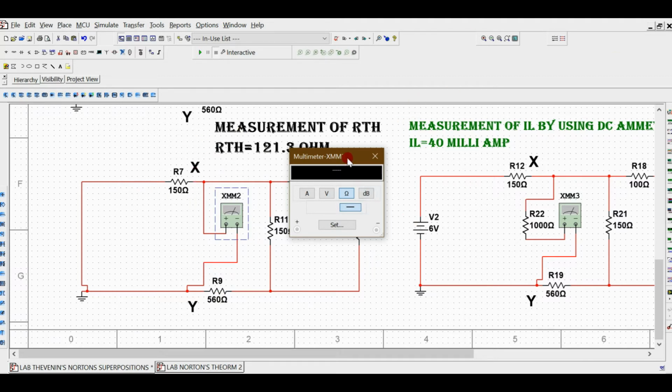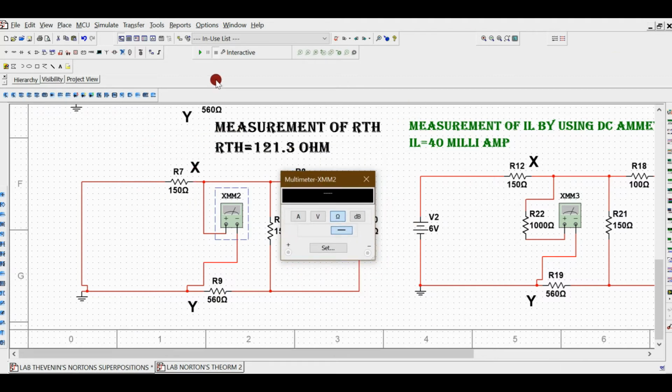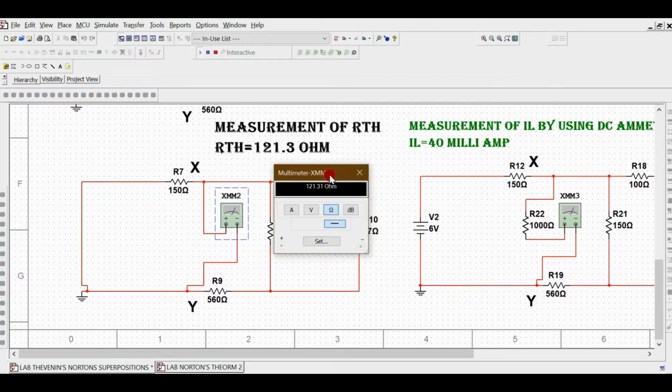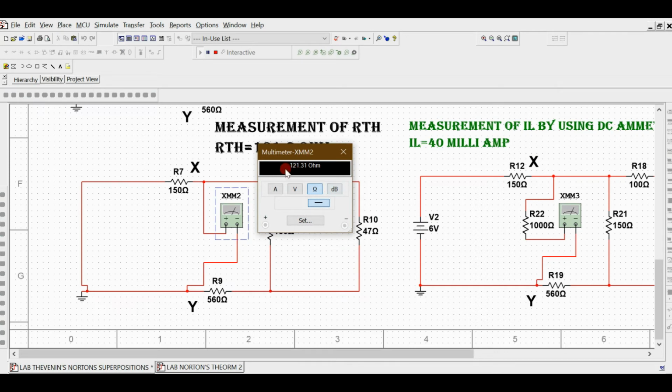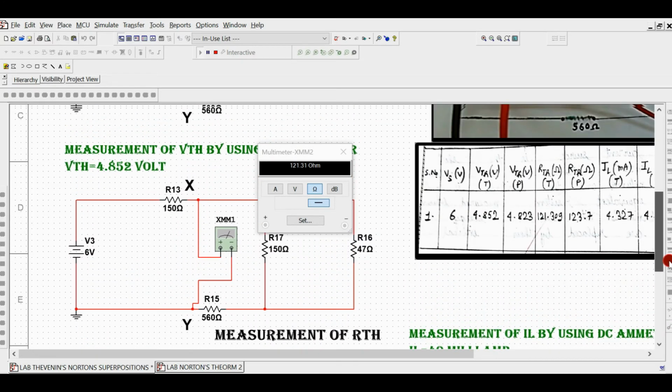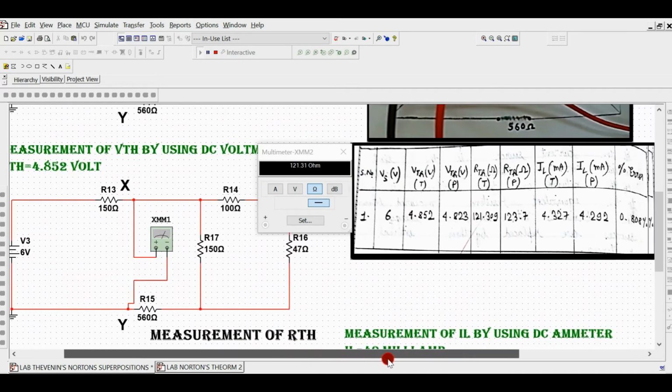So now we will just run the simulation, and then you will see this is the answer shown by this ohm meter, 121.31 ohm. You can see on your screen guys, because this is working like an ohm meter and you can see its reading, 121.31 ohm. And see what is in the observation table. So just verify whether this answer is correct or not.